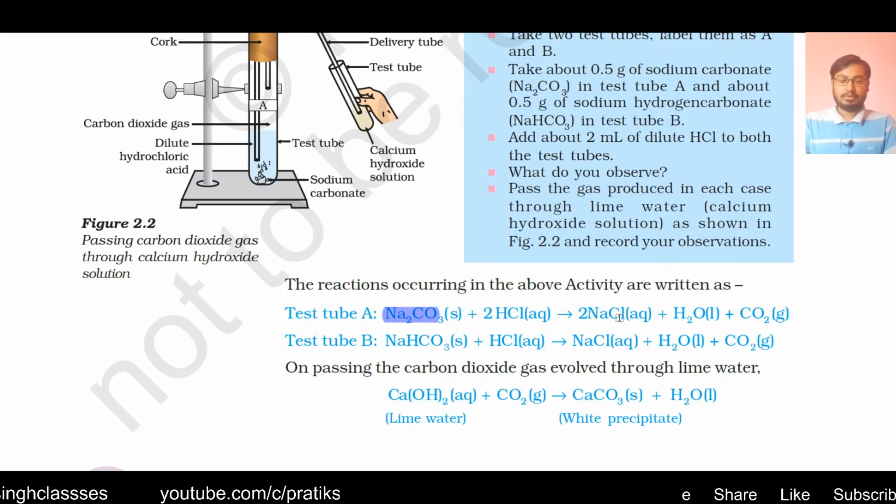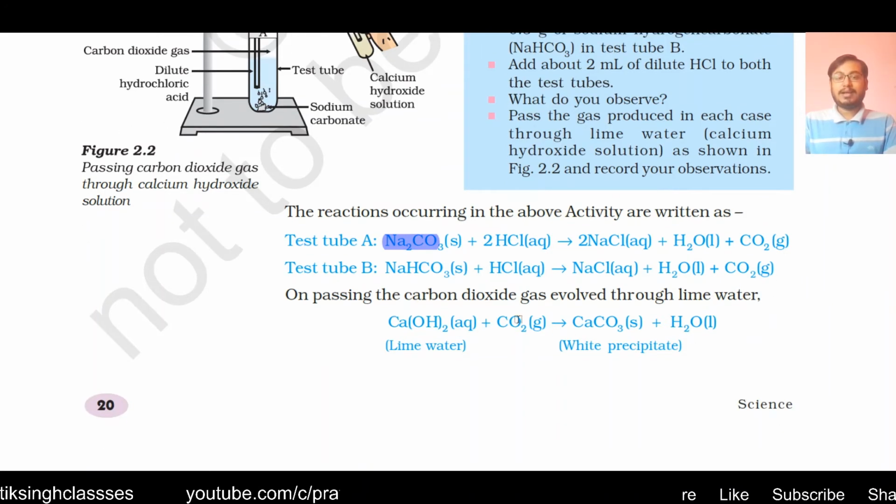In test tube B, we have sodium bicarbonate, which reacts with hydrochloric acid and makes sodium chloride plus water in liquid form plus carbon dioxide gas. On passing the carbon dioxide gas evolved through lime water, we will see that Ca(OH)2, that is lime water, plus CO2 makes CaCO3 plus H2O. CaCO3 will form as a precipitate. Calcium carbonate will form as a white precipitate and fall to the bottom of the test tube.